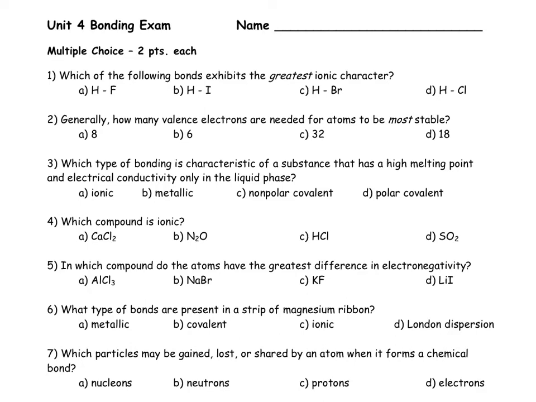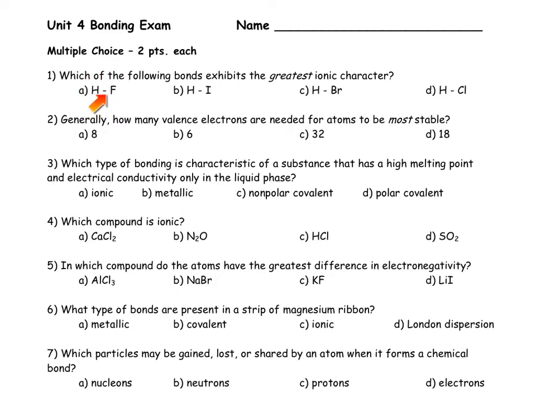Okay, in number one here, you're looking at which of the following bonds exhibit the greatest ionic character. So you have to compare the electronegativity of each of the bonds. Find the electronegativity of hydrogen, the electronegativity of fluorine, subtract them, and compare them to the difference that we discussed that you have in your notes.